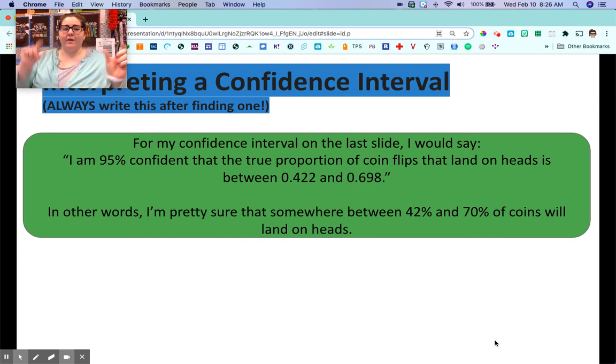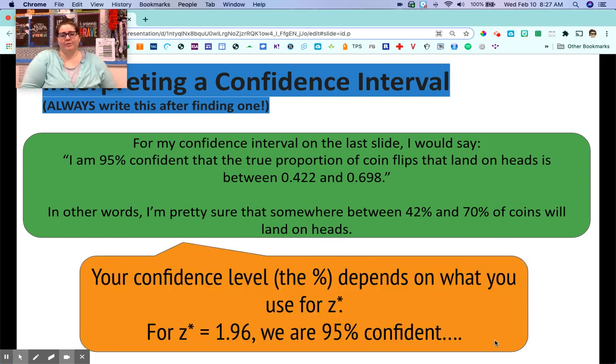The percent confident comes from what we used for Z star. That's something I will talk about in a couple of minutes, but just know that if Z star equals 1.96 as my critical value, that gives me a 95% confidence interval. So I'm 95% confident that the true proportion of coin flips that land on heads is between 0.422 and 0.698. In other words, I'm pretty sure, 95% sure, that somewhere between about 42% and 70% of coins will land on heads. That's what I'm sure of. The confidence level, that percentage, depends on what we use for Z star. For a Z star of 1.96, we are 95% confident.